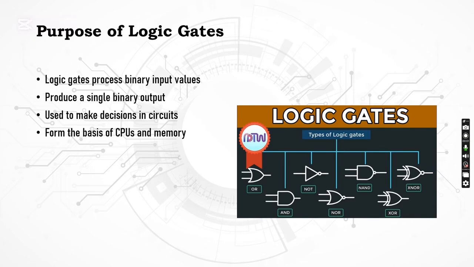Purpose of logic gates. Logic gates process binary input values, produce a single binary output, are used to make decisions in circuits, and form the basis of CPUs and memory.